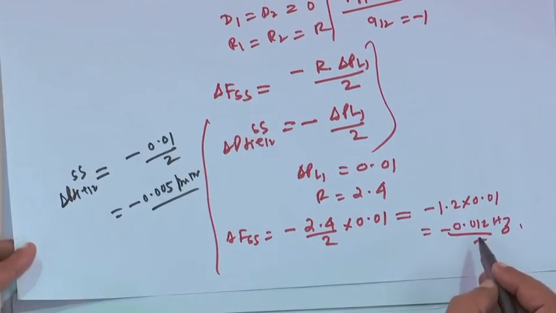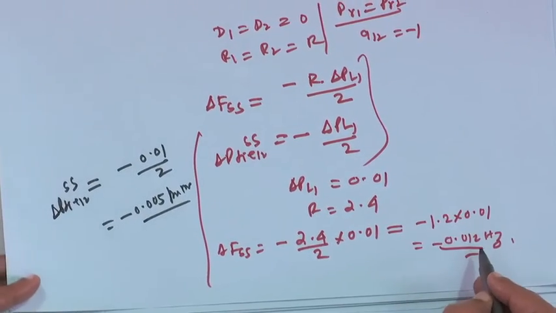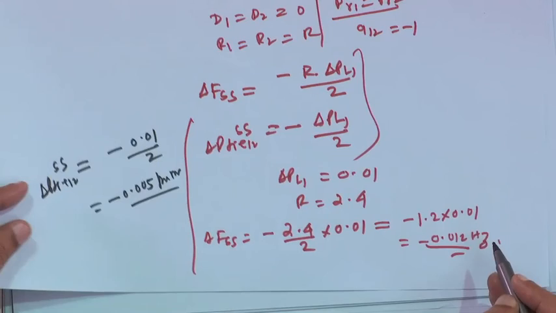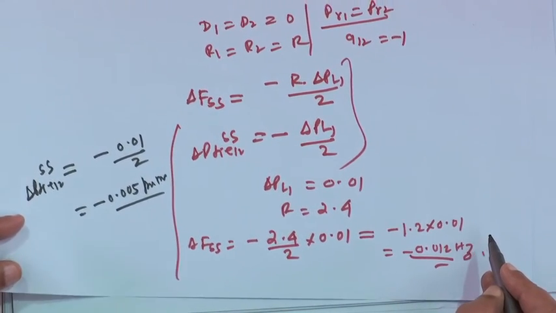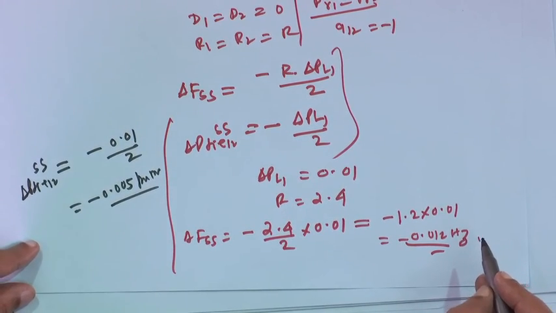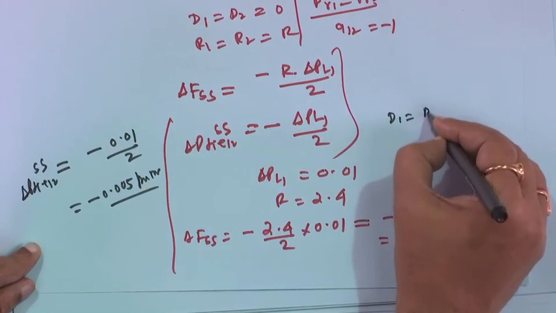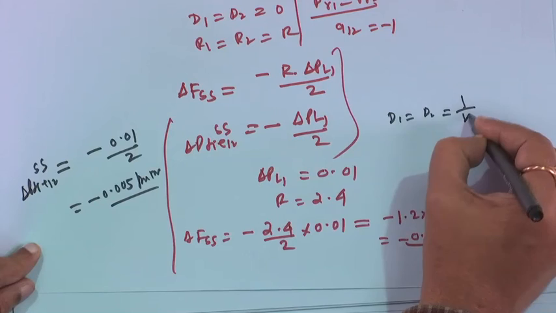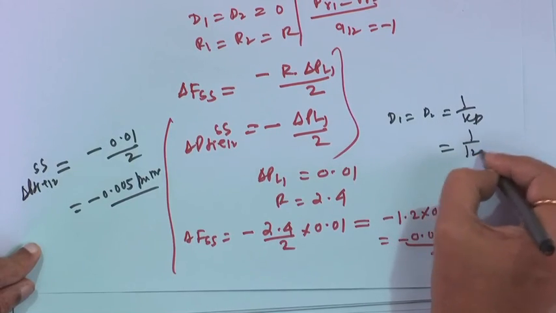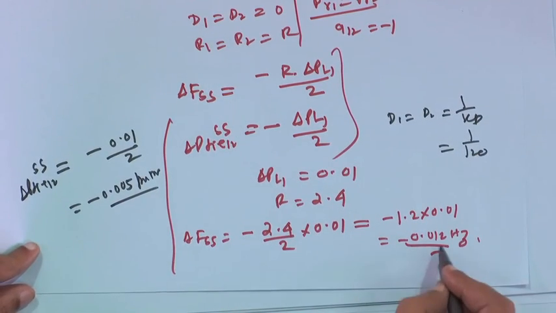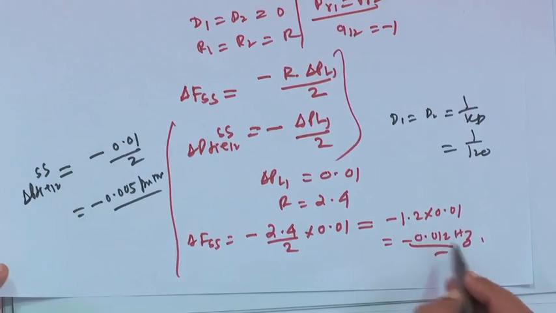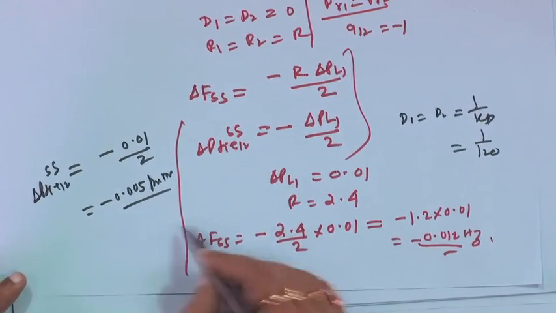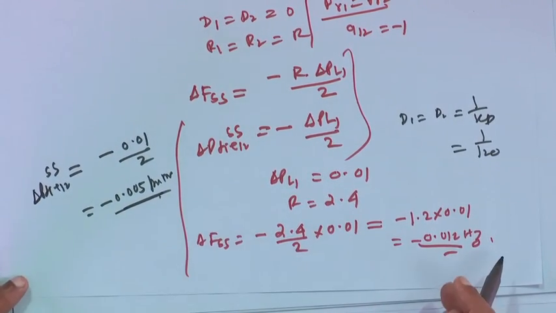And if you consider the D values, D1 equal to D2 equal to 1 upon Kp, and Kp is 120, meaning 1 upon 120, then you will get this value slightly less, it will become minus 0.0117 Hz if I recall correctly. But this is a good approximation, very close actually. Thank you very much.